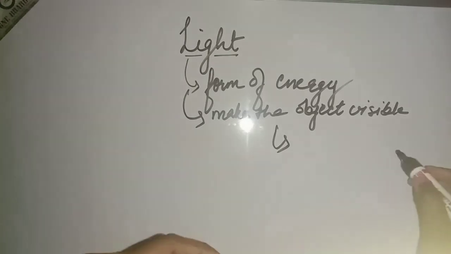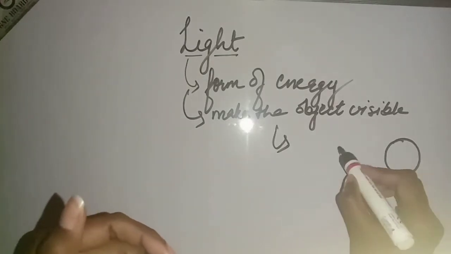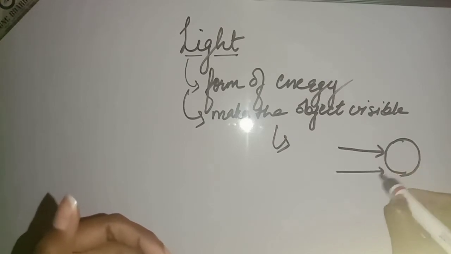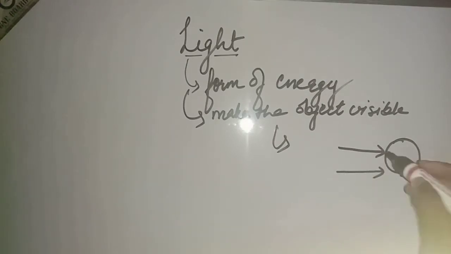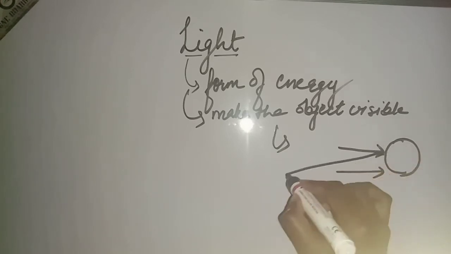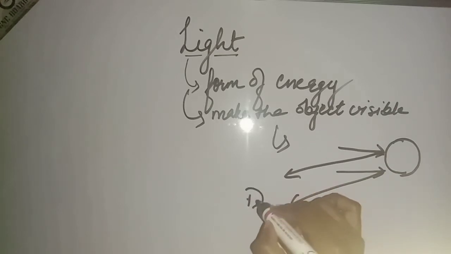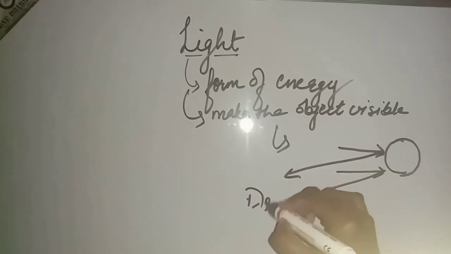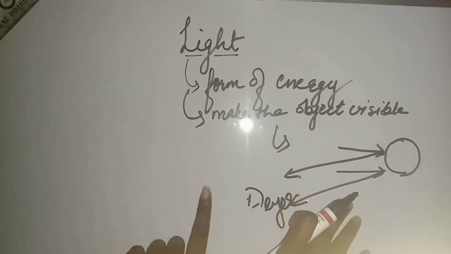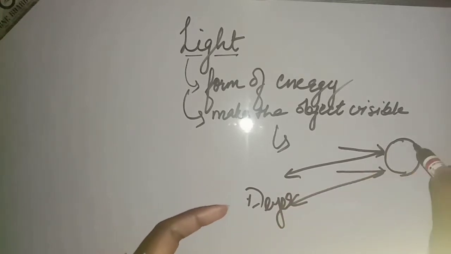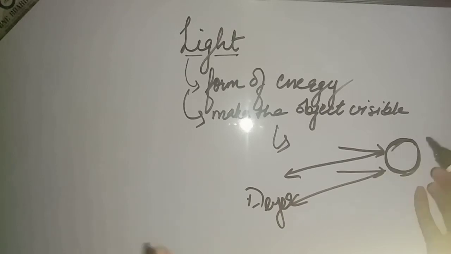Let us consider an object. Whenever light falls on this object, this light is reflected to our eyes, okay? It gets reflected to our eyes, because of which this object becomes visible. We can see this object, okay?